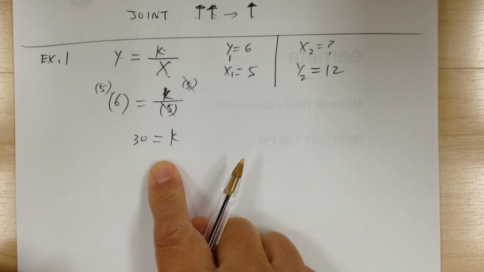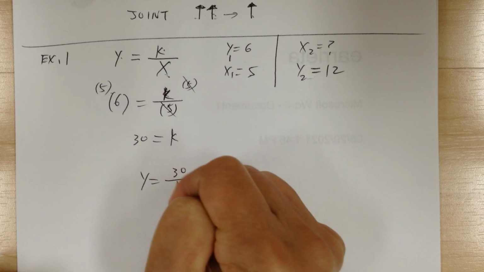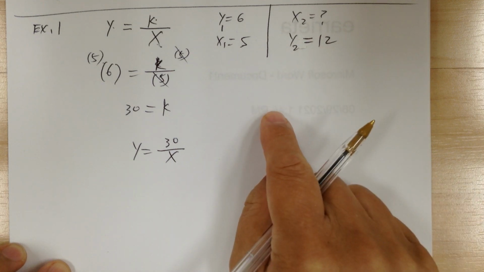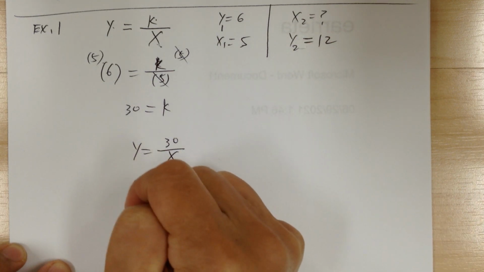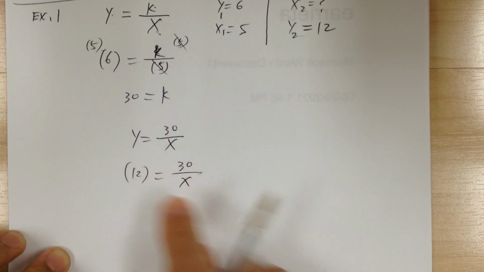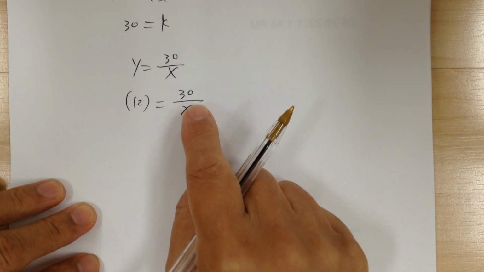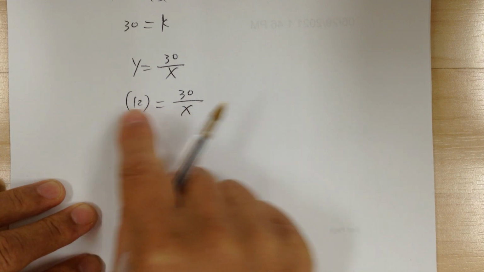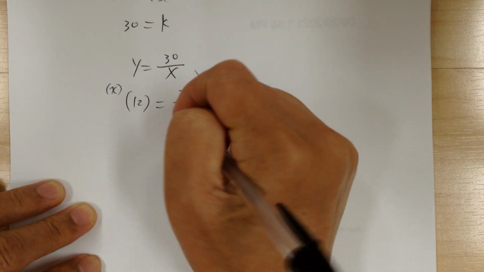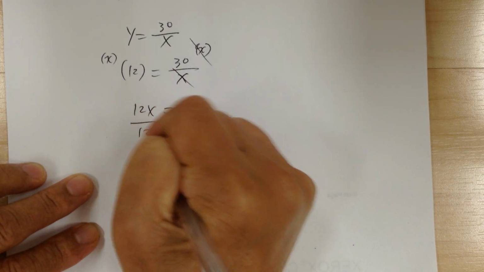Once you find k, you want to update your equation before you do anything else. So y equal to 30 over x. This is your updated equation. Now you can use that to solve whatever you need. You're looking for x when y equal to 12. So you substitute. There are a couple of ways to do this, but the most common way is to cross multiply or multiply by the common denominator. So that cancels out, and you got 12x equal to 30. Then after that you divide by 12.